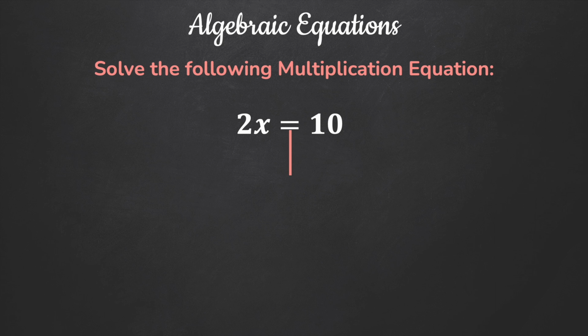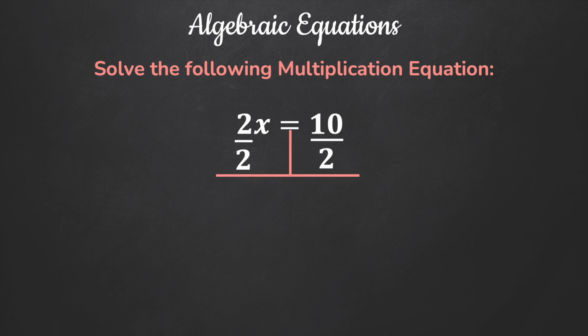Now, our goal is to get x by itself. So because we have 2 times x, we want to undo the multiplication. And in order to do that, we're going to go ahead and divide. However, we do need to keep our equation balanced. So if we divide by 2 on the left side, we also have to divide by 2 on the right side.